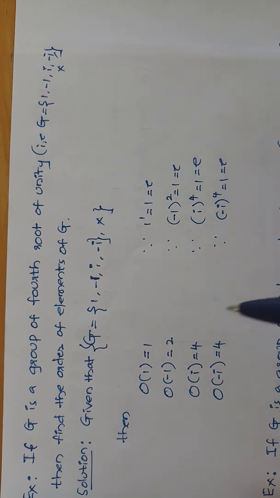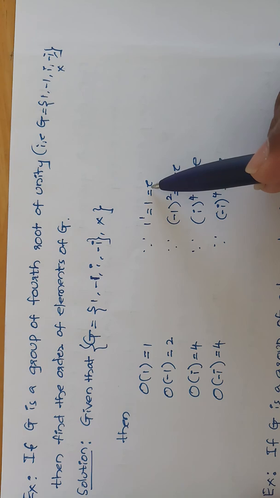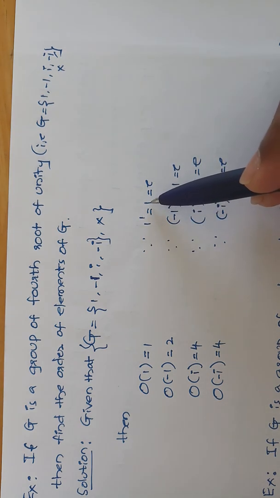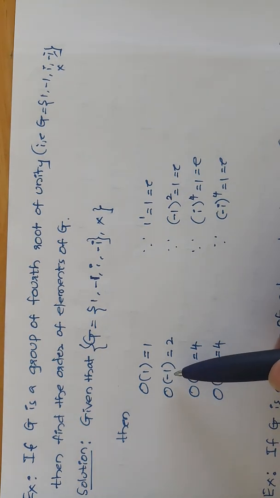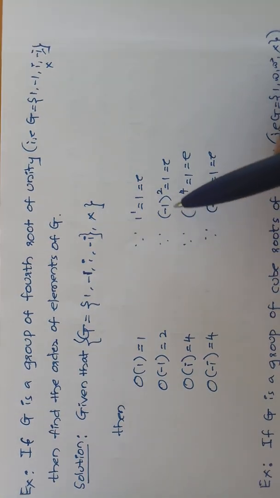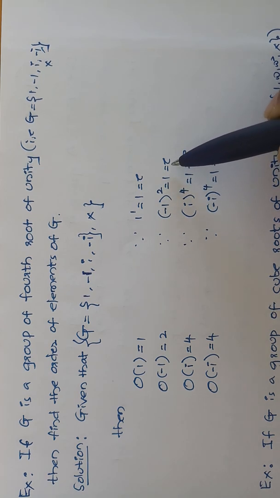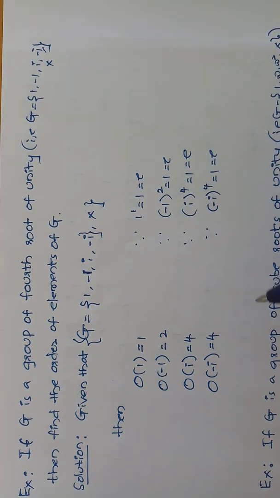Okay, so the order of 1. If you raise 1 to the power 1, you get 1. That is the identity element, because your definition says a to the power n is equal to e, then n is the order of a. So here 1 to the power 1 is equal to 1. Therefore the order of 1 is what? 1. Now the order of minus 1, we have to find that. If you raise minus 1 to the power 2, then minus 1 into minus 1 is 1. So that is equal to the identity element. Therefore the order of minus 1 is what? 2.